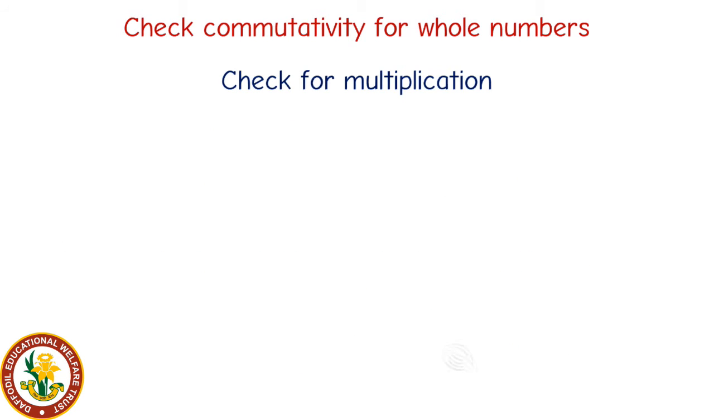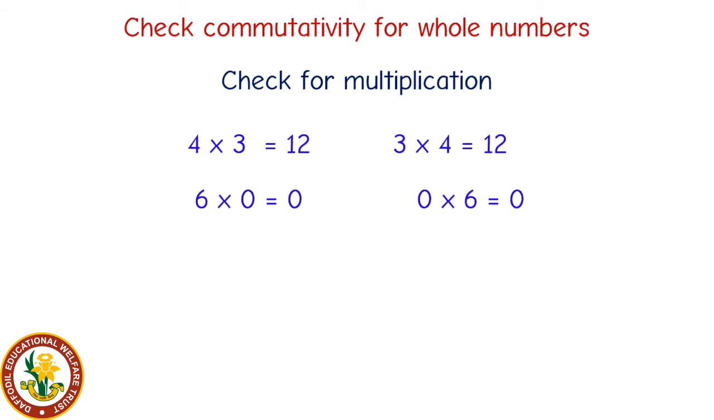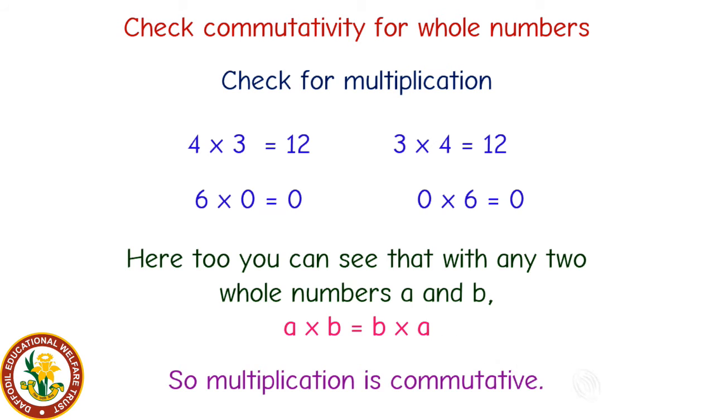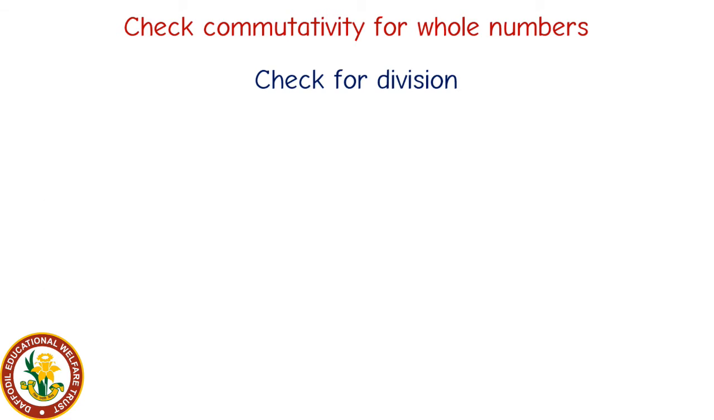Now let's check for multiplication. 4 multiplied by 3 is equal to 12. 3 multiplied by 4 is equal to 12. 6 multiplied by 0 is equal to 0. 0 multiplied by 6 is equal to 0. Here too, you can see that with any two whole numbers a and b, a multiplied by b is equal to b multiplied by a. So, multiplication is commutative.